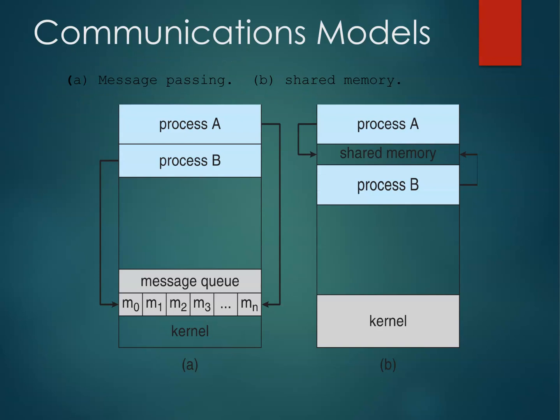Okay, so we've got process A, which is message passing, and process B. Process B would write into a queue that process A would read from, and so forth. In shared memory, we actually just make a piece of memory available to both A and B. Now, in terms of security, message passing is typically more secure.